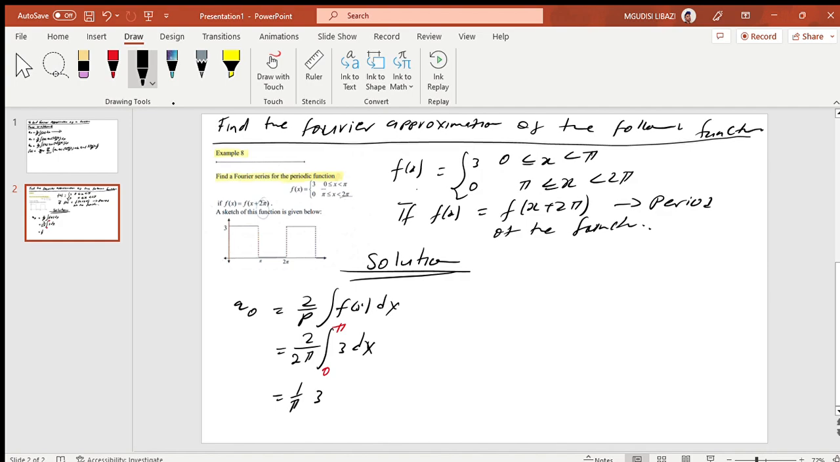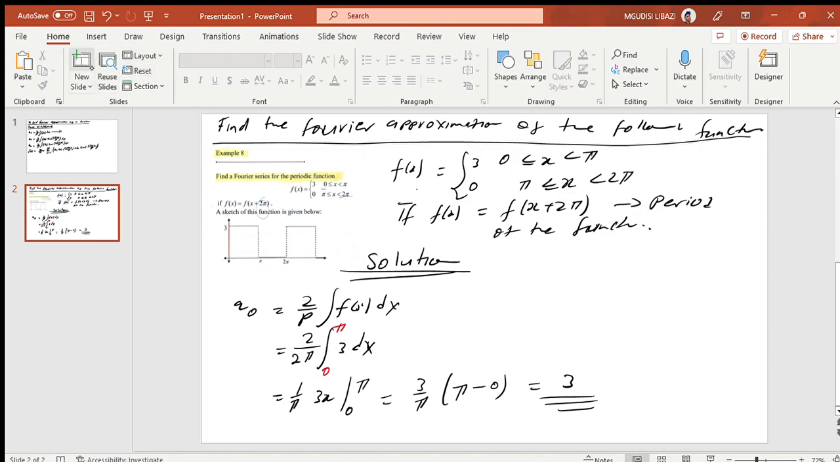I'm going to get 3x, and then the integral from 0 to pi, and this should give us 1 over pi. If we take out the 3, we'll have 3, and then we have pi minus 0, and that should give us a 3. So that's the first coefficient of the Fourier approximation.